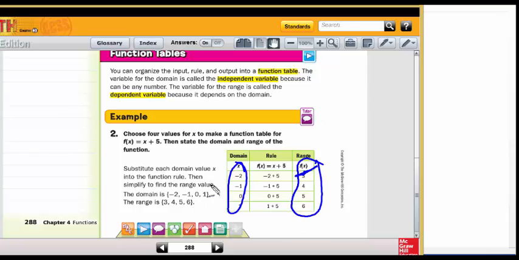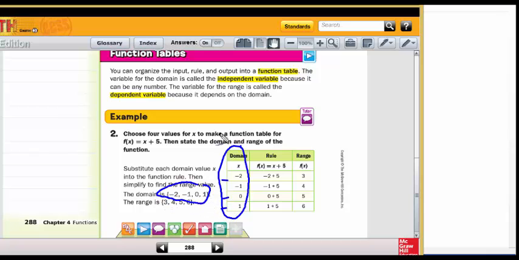Now the last thing they ask us to do is to state the domain and the range. Well, remember the domain is right here, and we listed least to greatest. So we have negative 2, negative 1, 0, and 1. Right here is our domain. And remember, when we do domain and range, we are always going to use our brackets before and after. Lastly, the range is our output values, and you can see that that's 3, 4, 5, 6. So right here is our range.